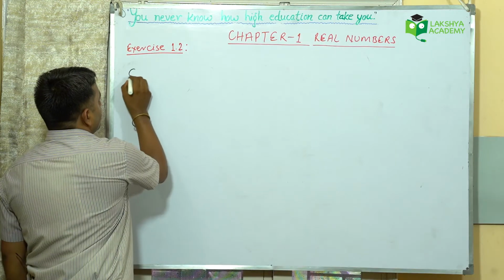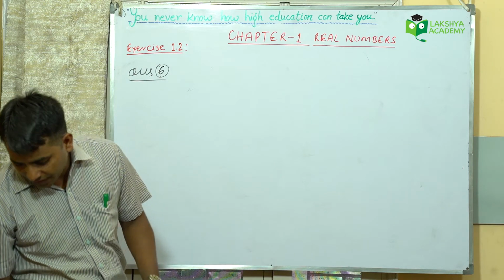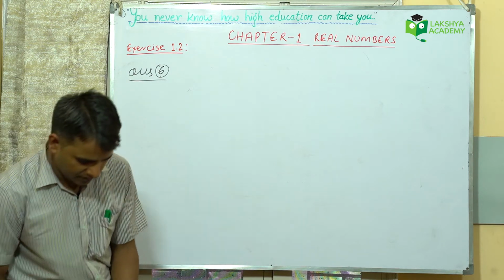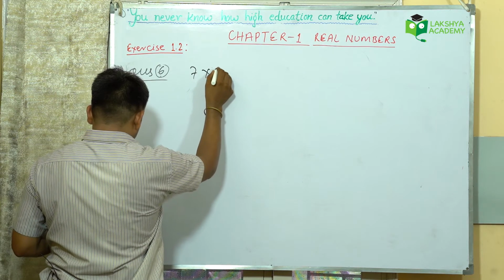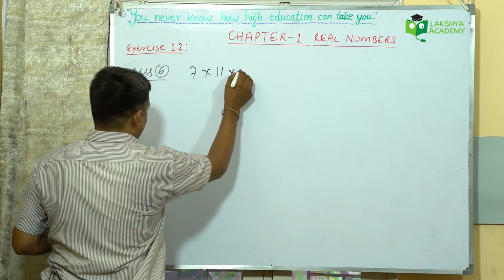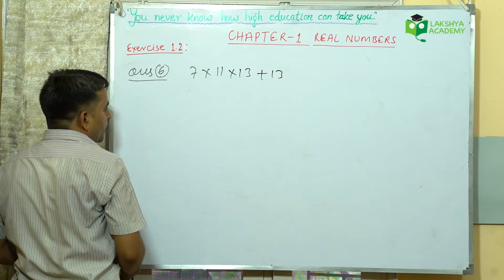Now coming to question number 6. Explain why 7 into 11 into 13 plus 13 is a composite number.